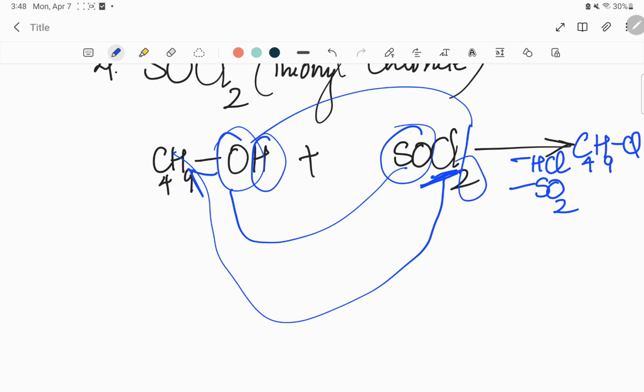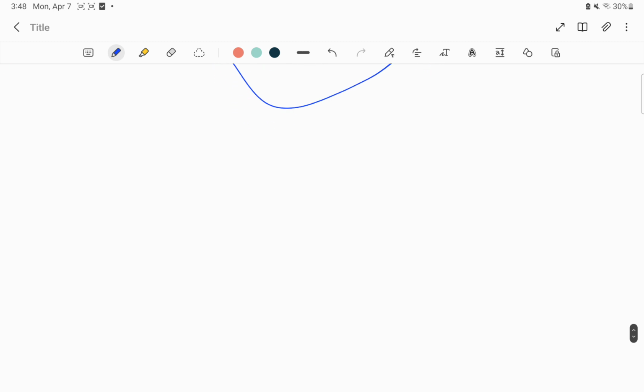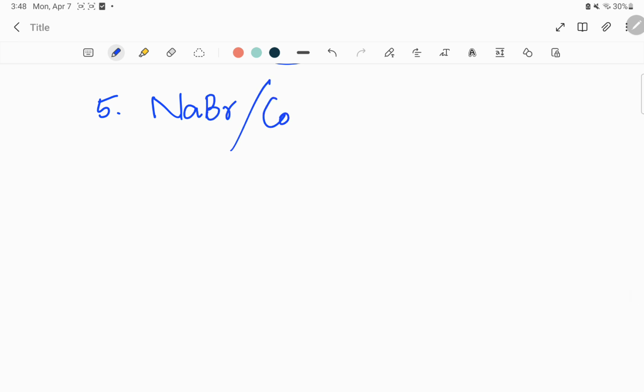C4H9Cl, that is chlorobutane. So this is another method of preparing haloalkanes. Again, this is only for chloroalkanes. The fifth method is to convert alcohols to bromoalkanes. So for this we can use sodium bromide in presence of concentrated sulfuric acid.